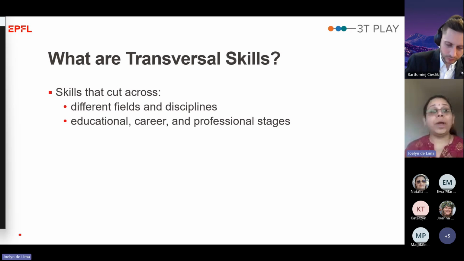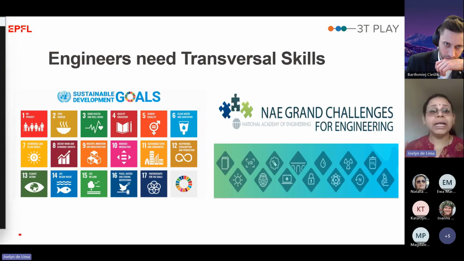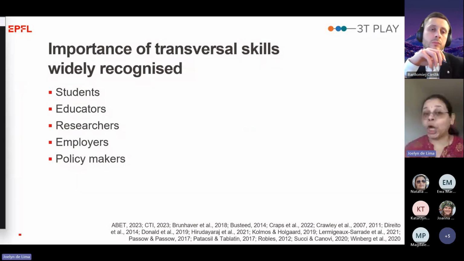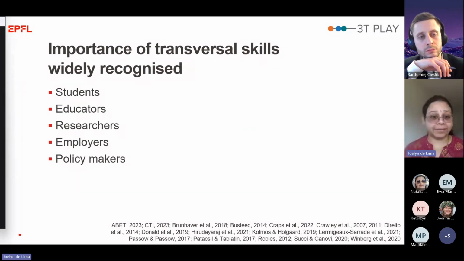Now, we know that engineers need transversal skills. Thinking about the Sustainable Development Goals that have been set by the UN, or thinking about the grand challenges that engineers have, we know that engineers will need these transversal skills in order to address and face these challenges. The fact that these are important is not under debate. Everybody recognizes it.